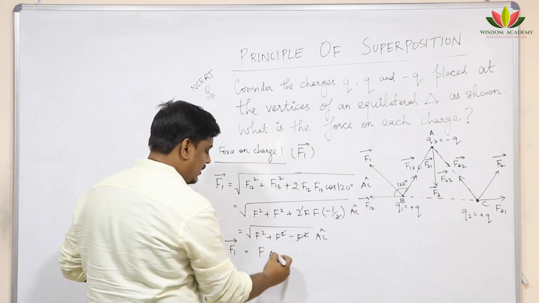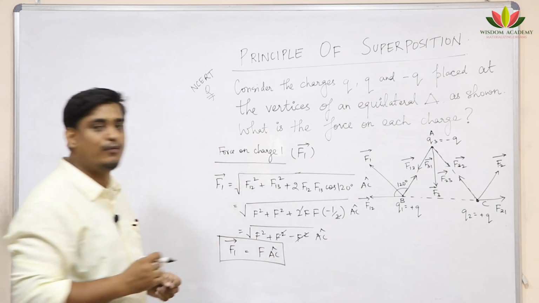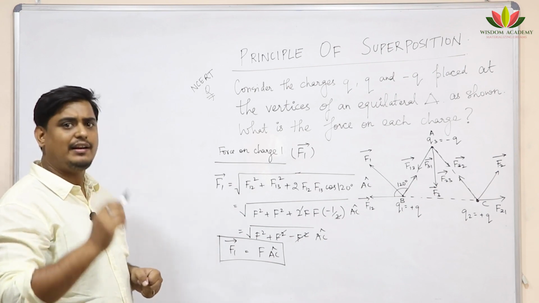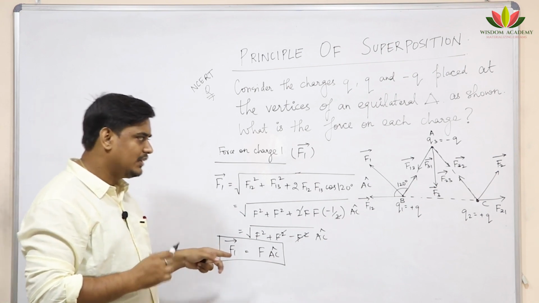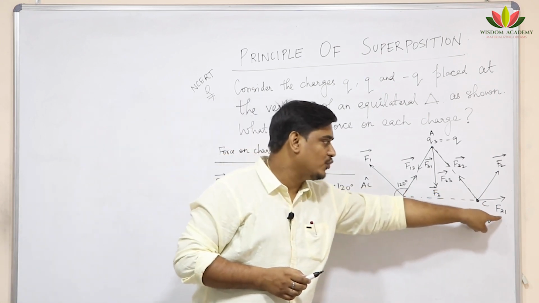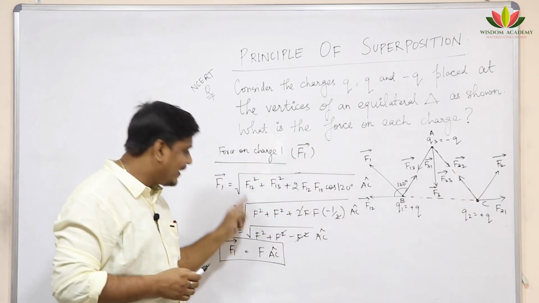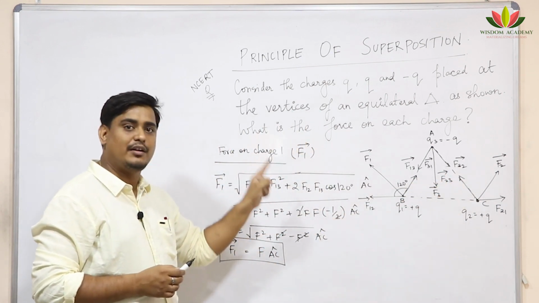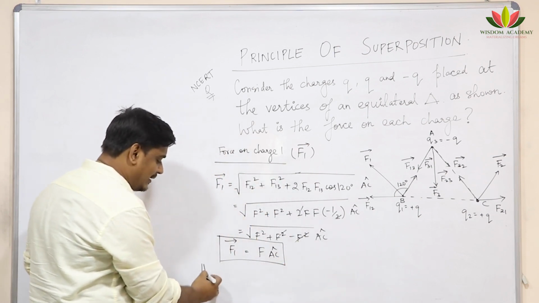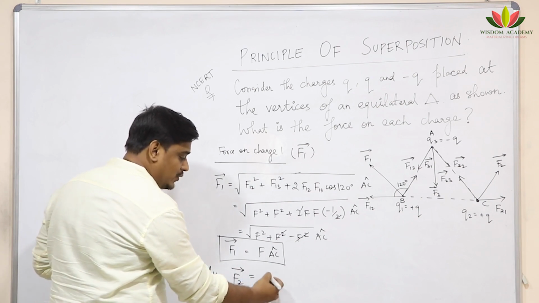So I can write very conveniently that the force F1 is F AC cap. Similarly, you can find and tell me what will be the value of F2. It will be exactly the same because it has the same things. F2 will be root over F square plus F square plus 2F square cos 120. So I can write directly here, similarly, F2 would also be equal to F.